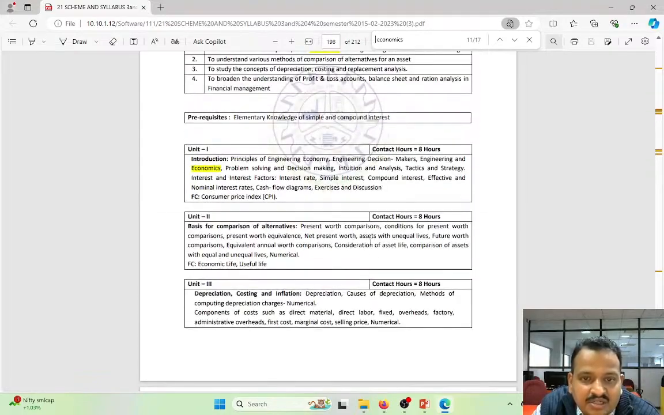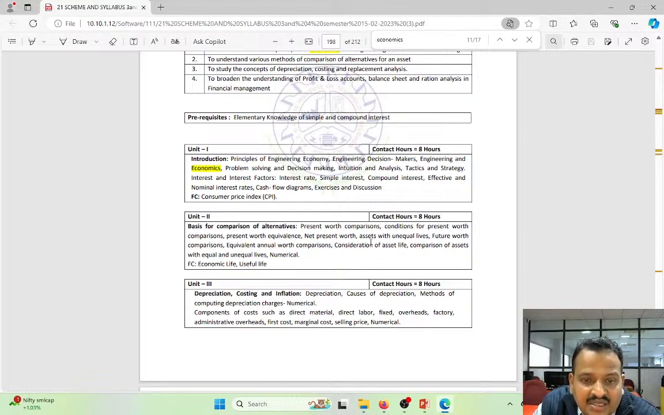In that, unit 1 is introduction, that is principles of engineering economics. Why we require engineering economy? We need to have decision makers and problem solving and decision making. Then we have interest factors as simple interest, compound interest, effective and nominal interest rates, cash flow diagrams, exercise and discussion.